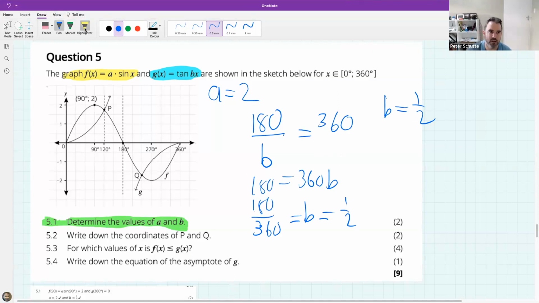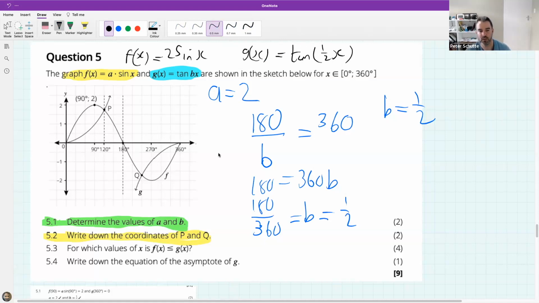Okay, we've got time for one little bit. Write down the coordinates of P and Q. Can you figure out what the coordinates are with P and Q? Remember, though, you know what the equation of F is now. You've just worked it out. So F of X is 2 sine X, and G of X is tan, open that bracket, a half X. So you can use that. What are the coordinates of P and Q?